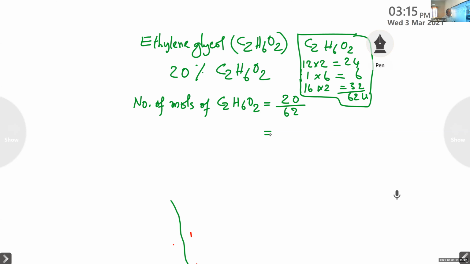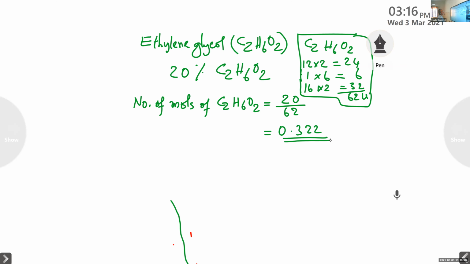You cannot use a calculator. You cannot even use the logarithmic table. You have to do the rough work in your mind. Sometimes the relevant logarithms may be given, not sure. So you find out the ratio of this, and it is equal to 0.322 roughly. That is the number of moles of ethylene glycol.